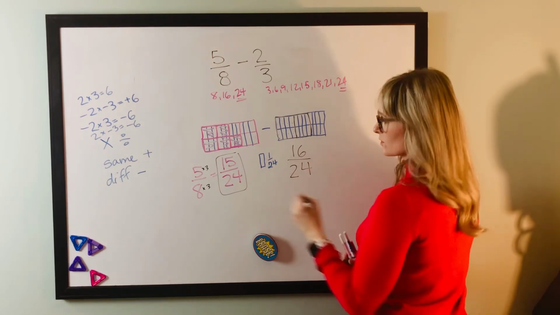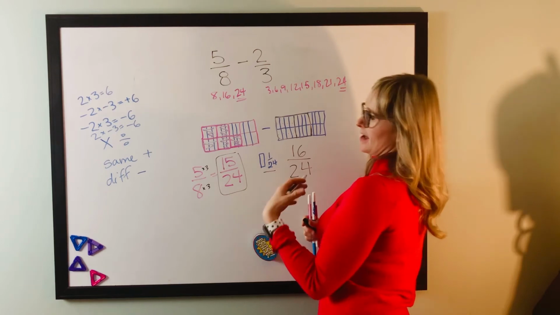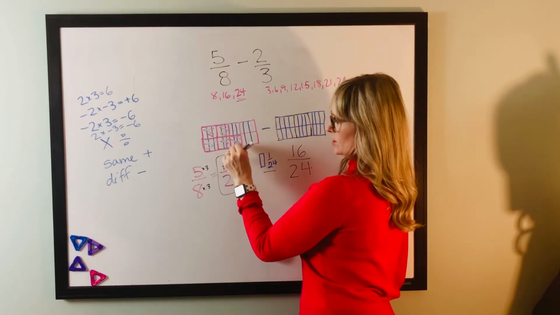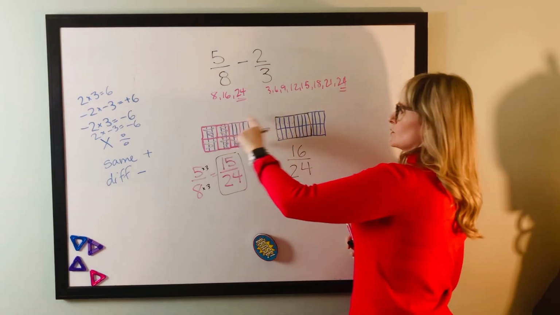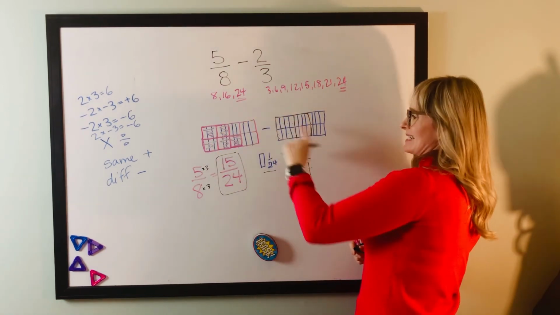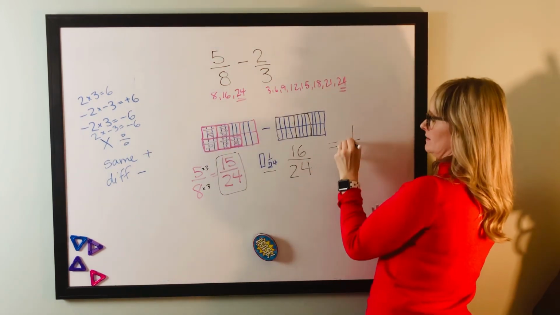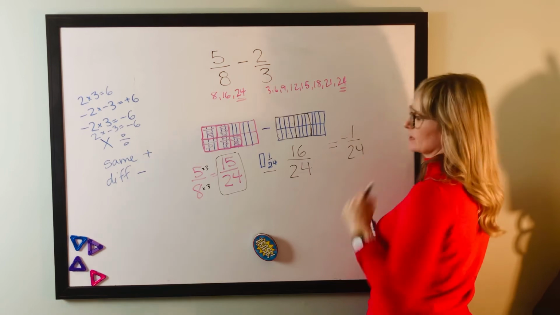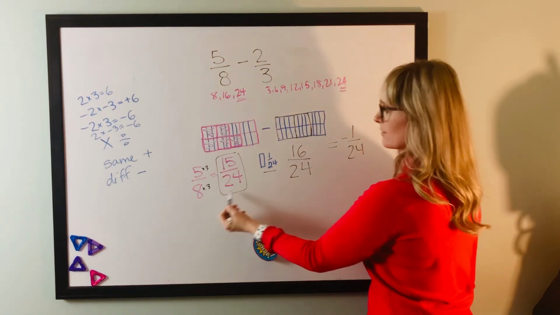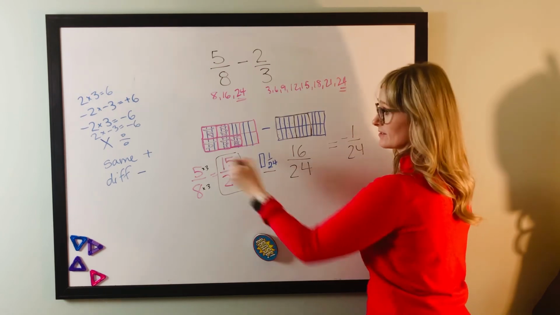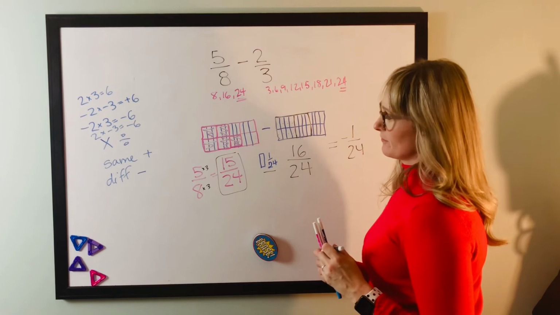Great. We're subtracting. So if we did it like this and we said, okay, let's say you had 15 chunks out of a possible 24 and you owed your brother 16. You can give him 15, but you're still going to owe him 1. So negative 1/24. 15 take away 16 is negative 1. And what was the size of our pieces? They were all 24ths. So it would be negative 1/24.